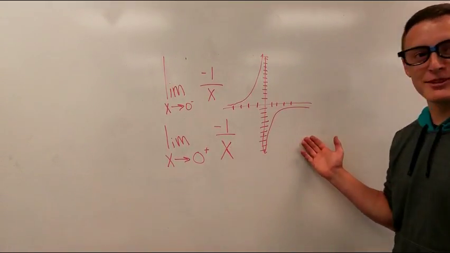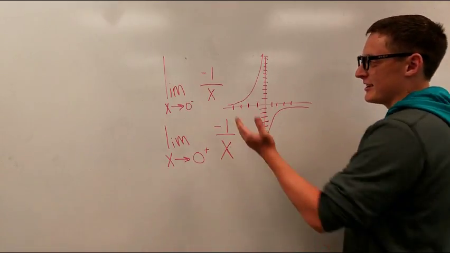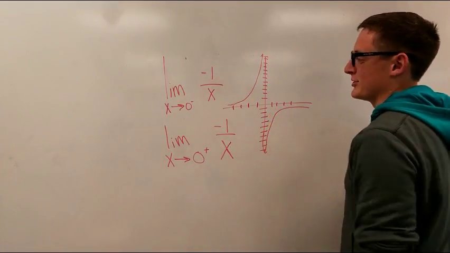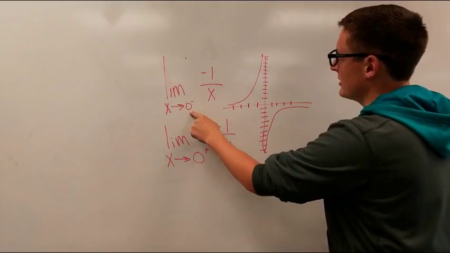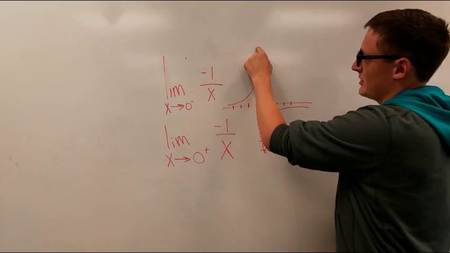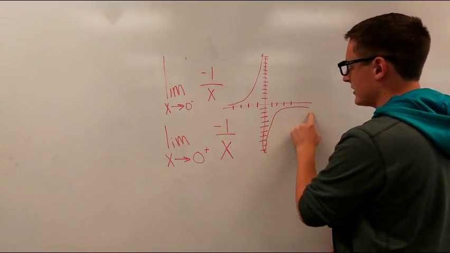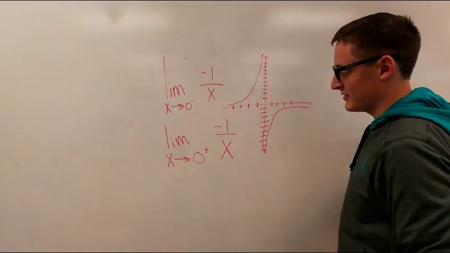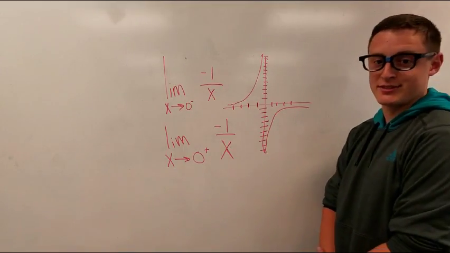Alright, this is an example of when a limit does not exist. This is the graph of negative 1 over x. If you come from the left, it approaches positive infinity. And as you come from the right, it approaches negative infinity. Because these values are not the same value, the limit does not exist.